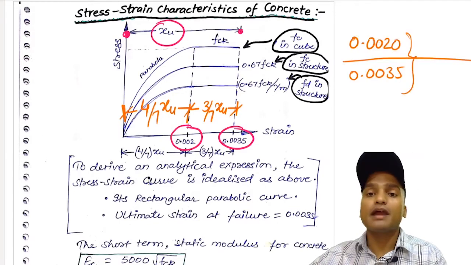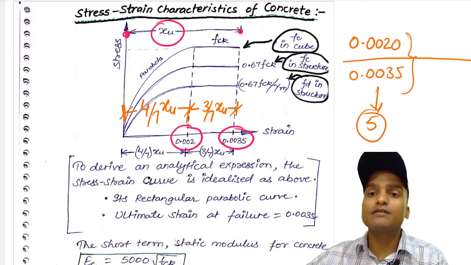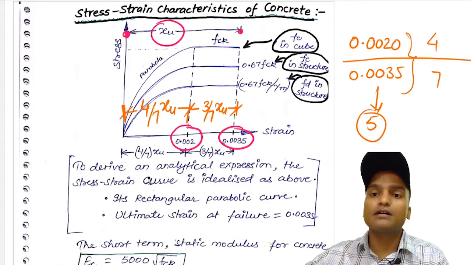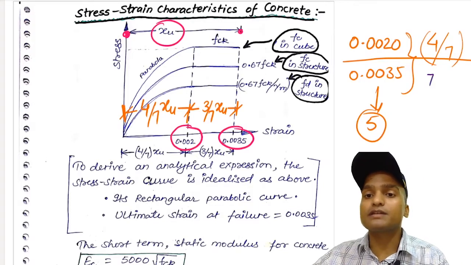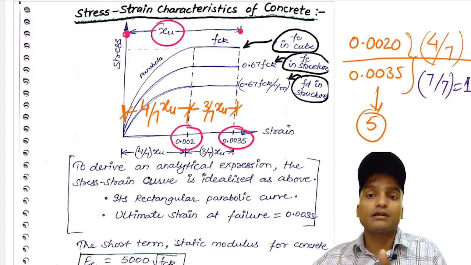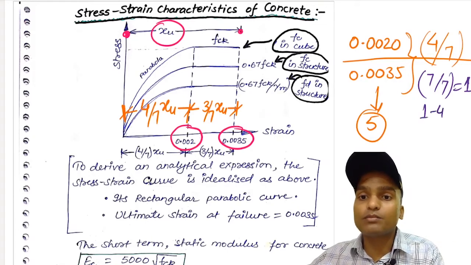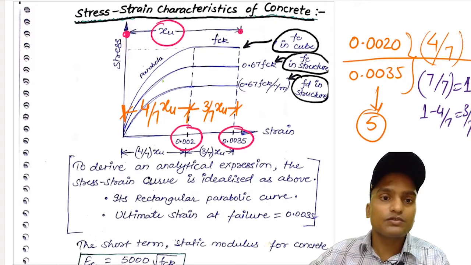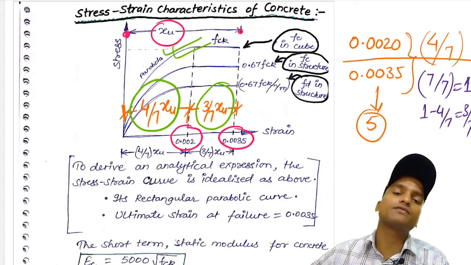How is this calculated? If we take the highest common factor, HCF, of 20 and 35, we get 5. So 20 is 4 times 5 and 35 is 7 times 5. So we can take 4 out of 7 part. And for 35, the factor comes as 7/7 equal to 1. But this 1 is from the origin. If we remove the 4/7 part from 1, then we get 1 minus 4/7, which is equal to 3/7. So 4/7 xu plus 3/7 xu gives you the value of xu.